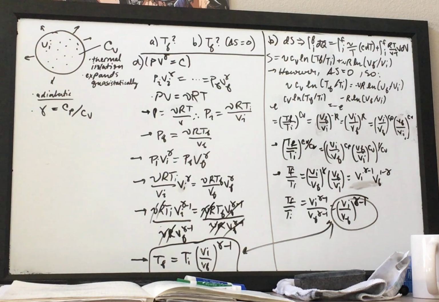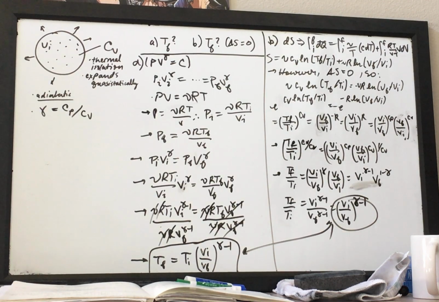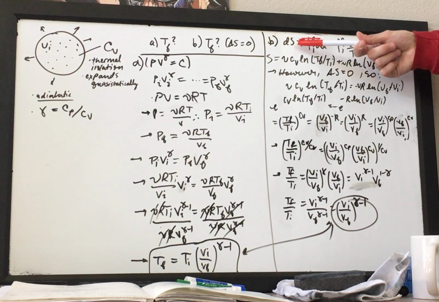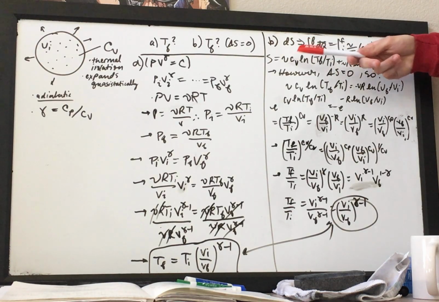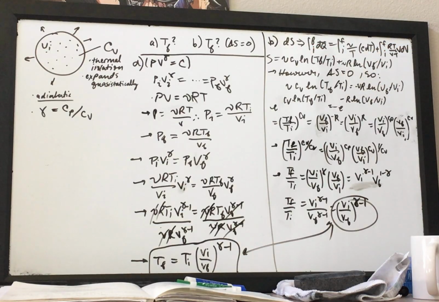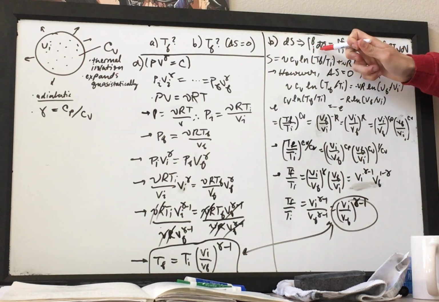So for the other consideration, we need to look at our idea of entropy. We know that we can write our expression for entropy as being, I forgot to write over T. Whoops.